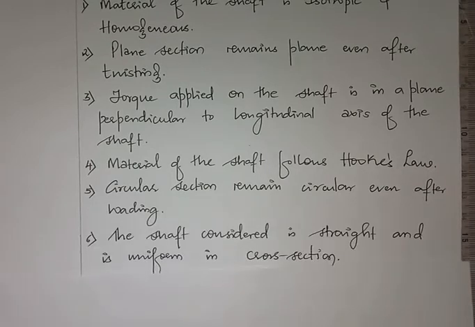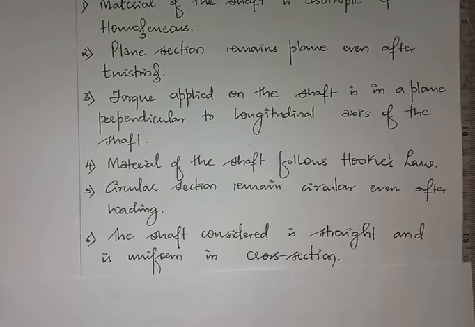And the sixth one, the last one, is the shaft considered is straight and is uniform in cross section. So we are going to consider a prismatic shaft. What do you mean by a prismatic shaft? It is a shaft whose diameter remains uniform throughout its length. So the shaft considered is straight and has uniform cross section. These are the assumptions made while deriving the torsion equation.